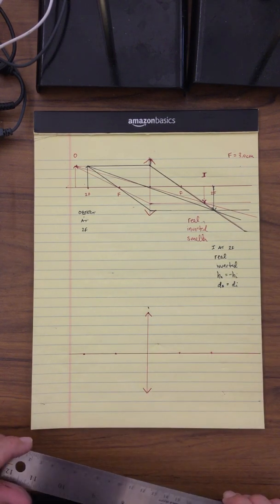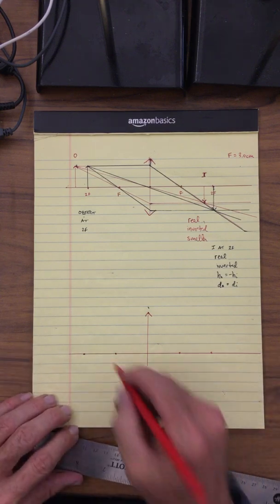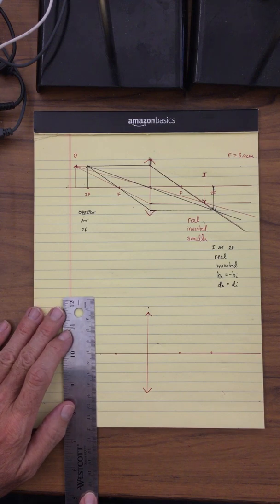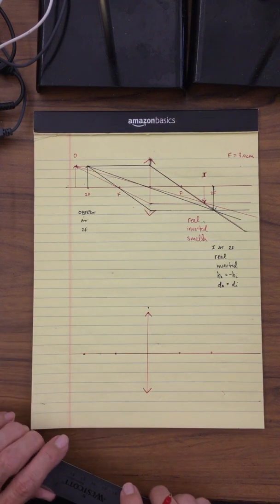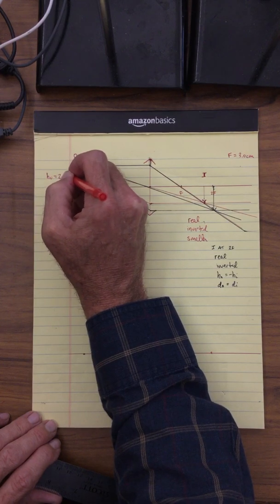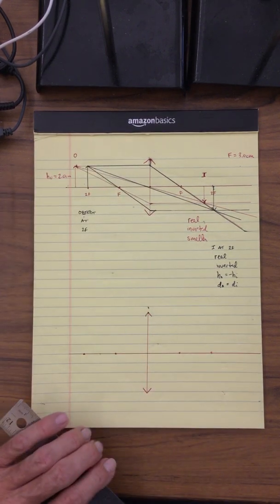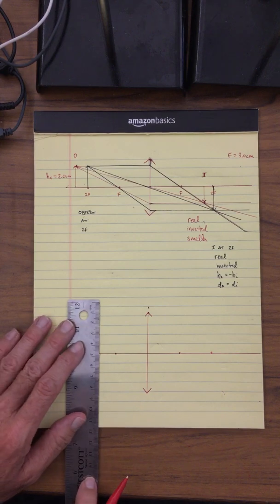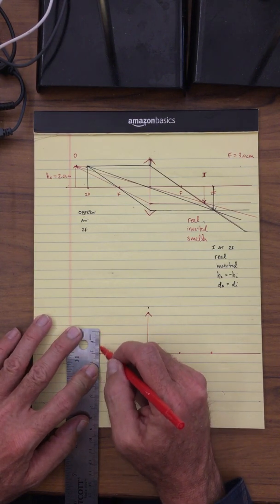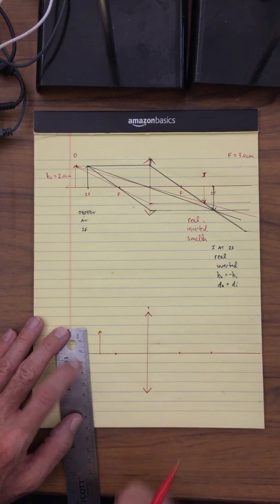So let's choose a point right in between. And again, if you remember, the height of my object is going to be 2 centimeters. Let's go ahead and put this over here. Height of the object is 2.0 centimeters. So we're now going to be drawing our object with a height of 2 centimeters.